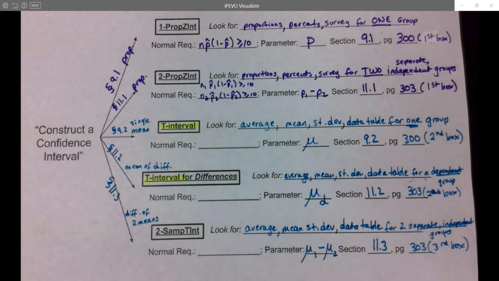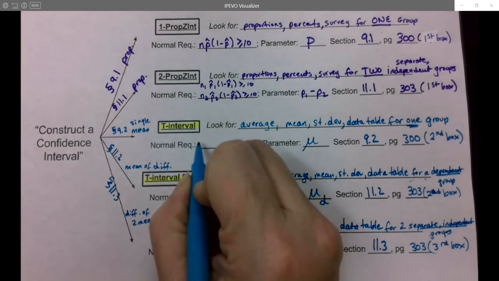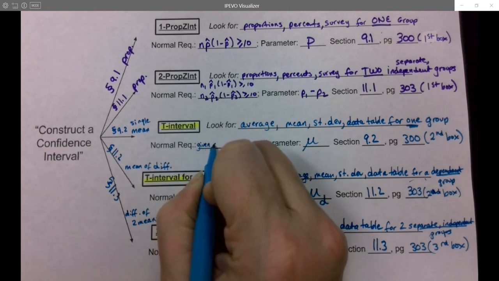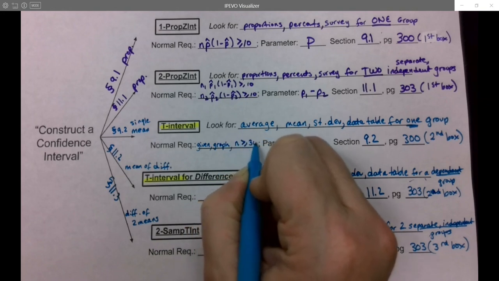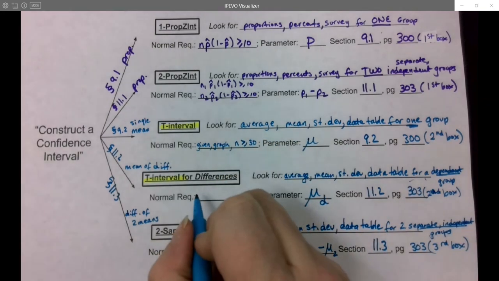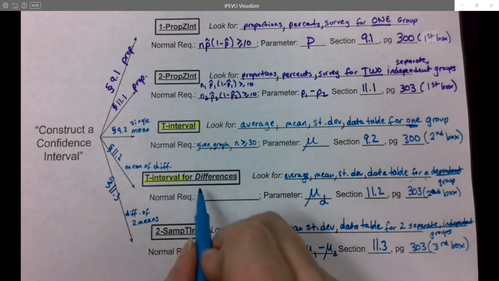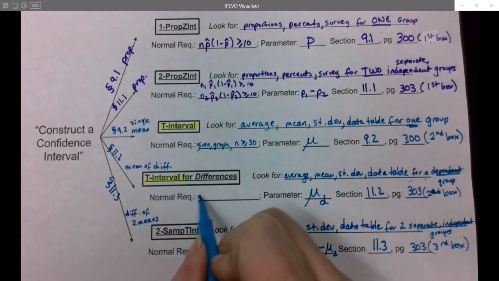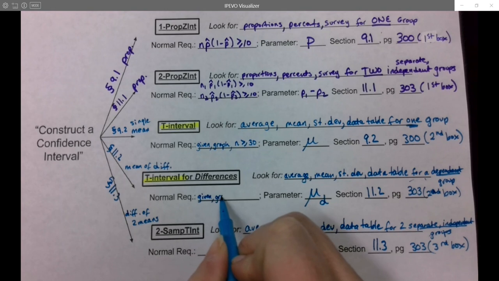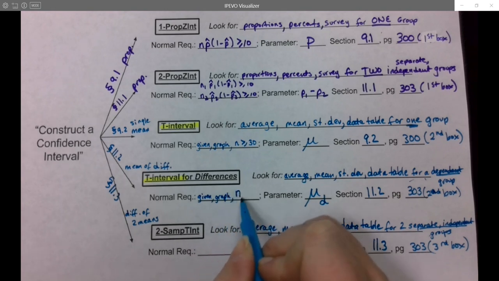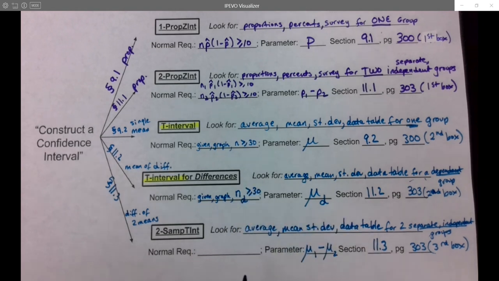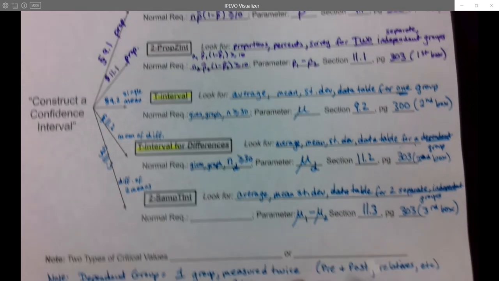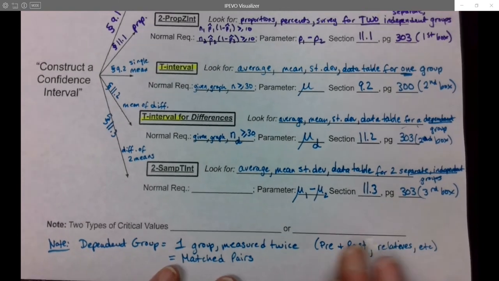Now the normal requirement for them varies slightly. So for the normal requirement for this, we need given graph or n to be greater than or equal to 30. So that's true here. It's just that the n is the n of the differences. It's how many matched pairs you had. So it could be given, again, it could be a graph, or it could be the n differences. So how many matched pairs were there? It better be more than 30. If it's not, then hopefully you have a normal probability plot to get you out of it.